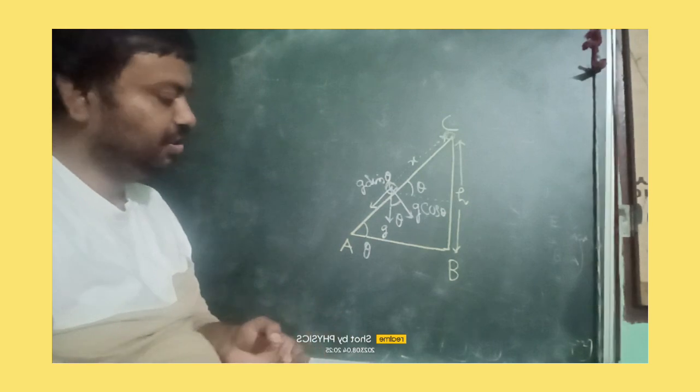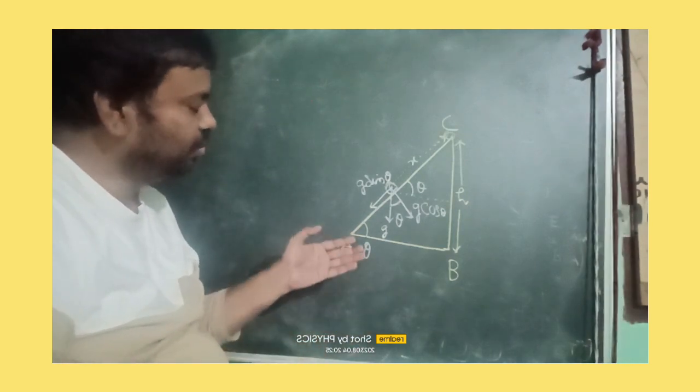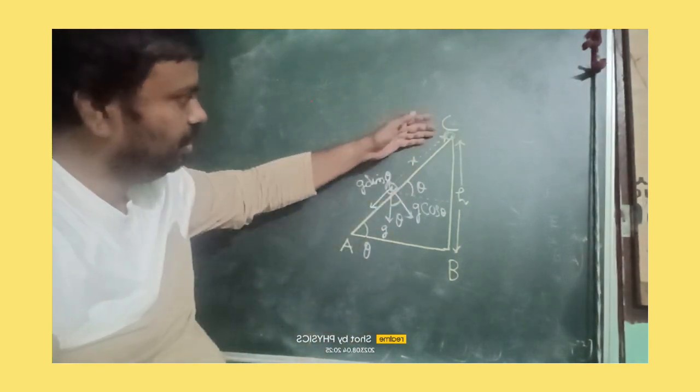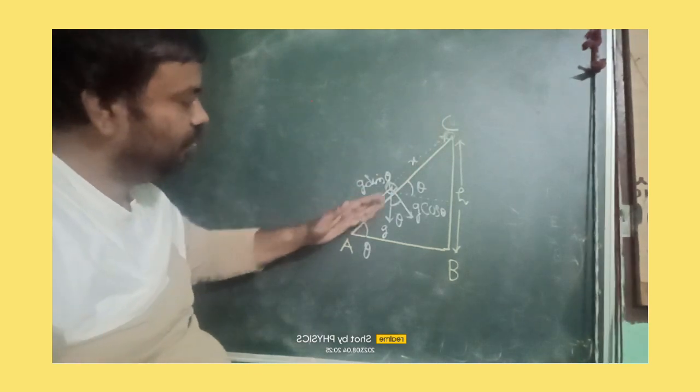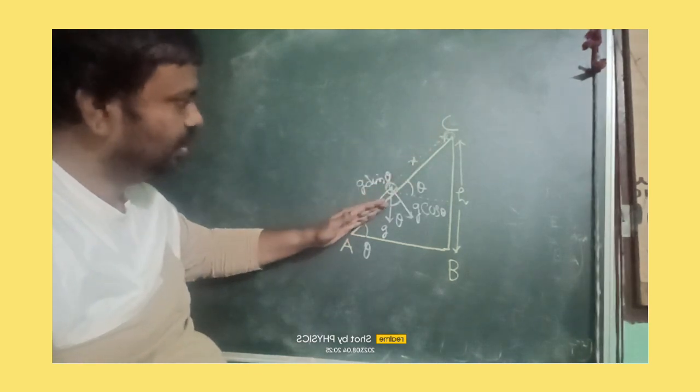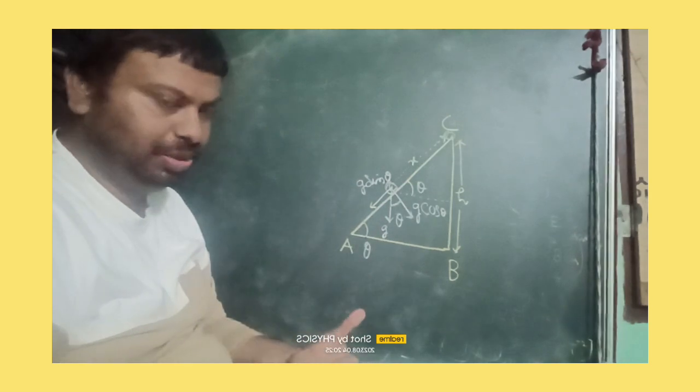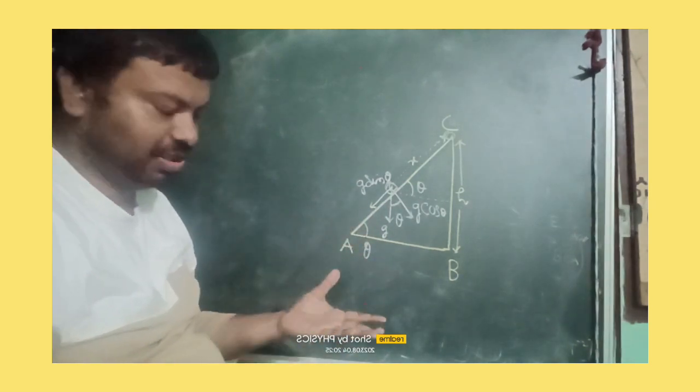Let's move to our second topic. What is the second topic? A body on the inclined plane falling under the force of gravity. Now we have to prove the total mechanical energy is constant.